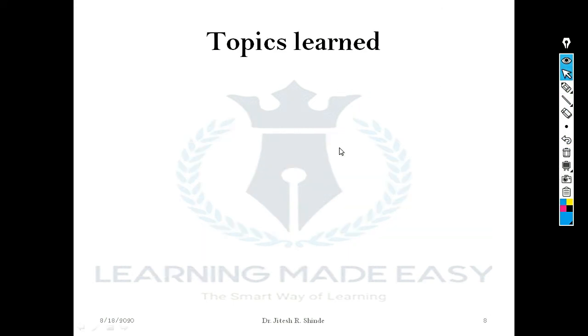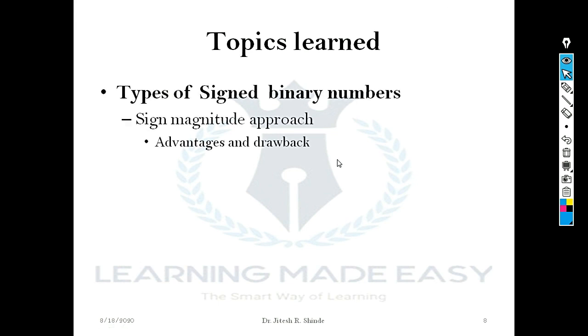Thus, in this session, we have gone through unsigned binary numbers, followed by types of signed binary numbers. That means we have seen the approaches which can be used to represent signed binary numbers: sign magnitude approach, ones complement approach, and twos complement approach. In this session, we discussed in detail the sign magnitude approach, its representation scheme, its advantages and drawbacks.